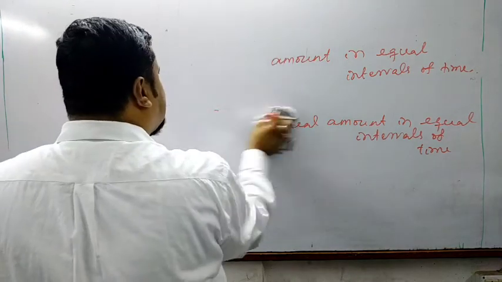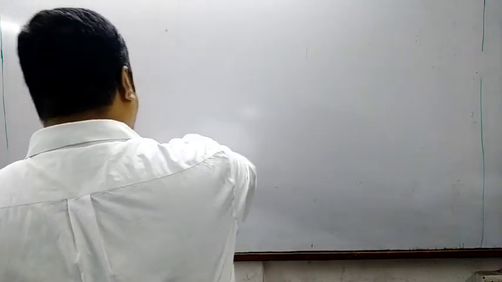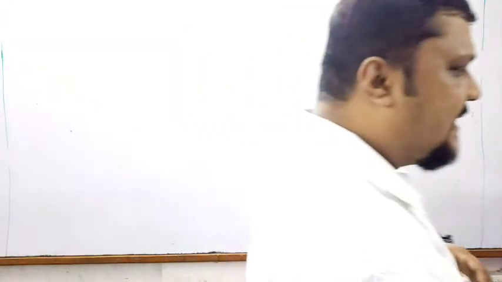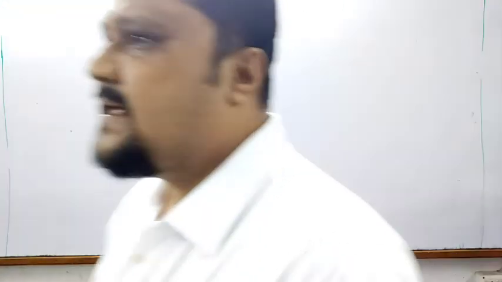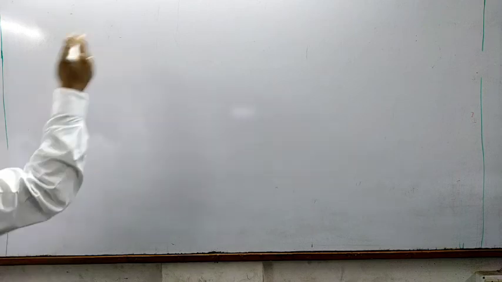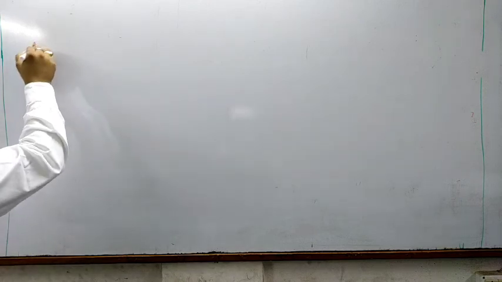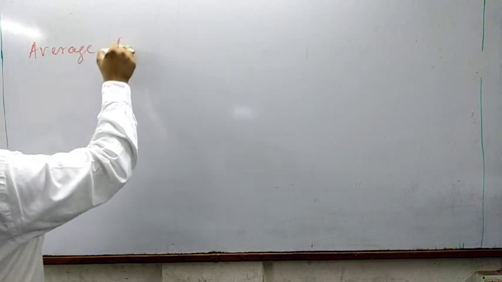So let me write this average acceleration. Already we discussed speed, velocity, all these things, so the same procedure we will define one by one. Now we will go for the average acceleration. Average acceleration comes when the body has a variable acceleration, or you can say a non-uniform acceleration.